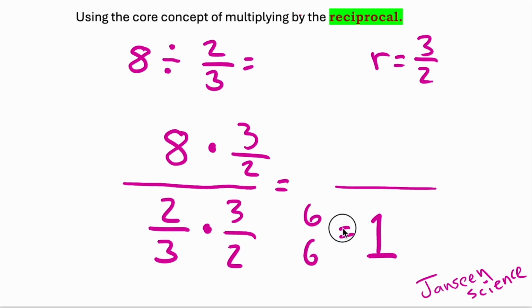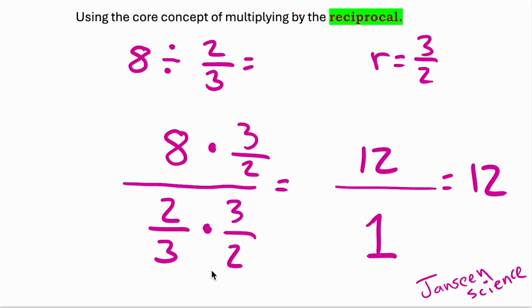And I'll just erase this. There. And then 8 times 3 is 24. So I'll just write 24 here. So 8 times 3 is 24, divided by 2 is 12. And then 12 divided by 1 is 12. And there you go.